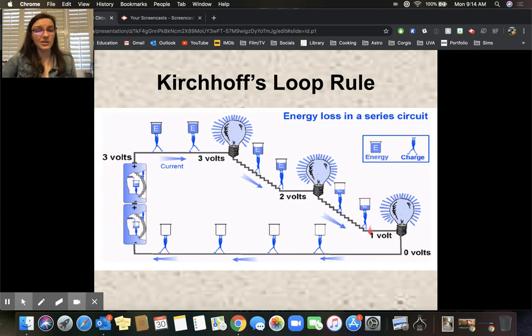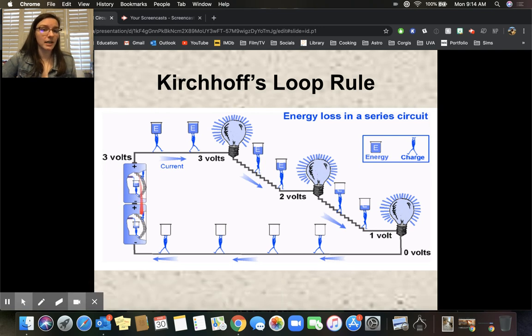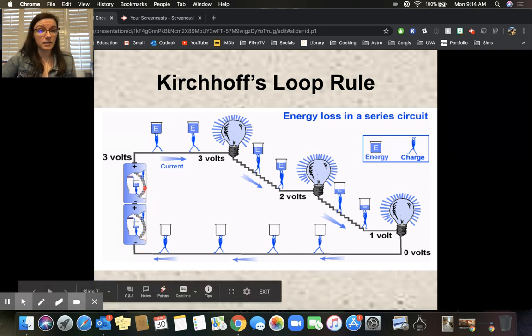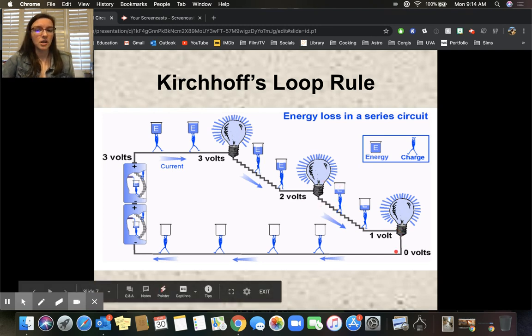We can see that also here in this idea of carrying buckets of energy. As you move up through the 3-volt battery, you're gaining energy in your little bucket. Every time you go through a light bulb, you have to give a little bit of energy to power that light bulb. You lose a little bit of that voltage. And so by the time you've gone through all of the light bulbs, all of the resistors, you have an empty bucket and need to refill at the battery.